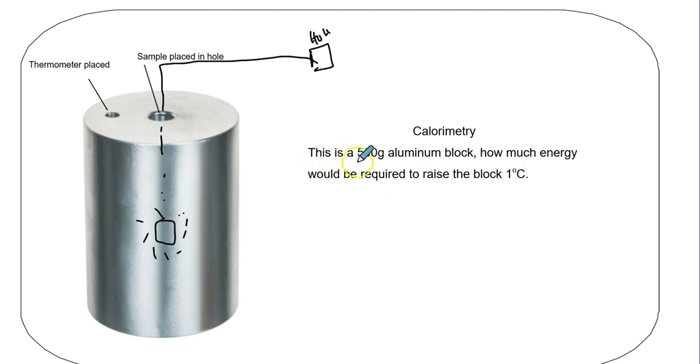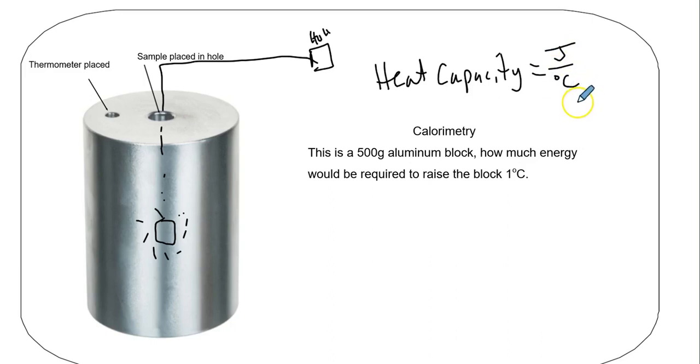So a 500-gram block of aluminum, how much energy would it require to raise this thing 1 degree? We call this heat capacity. Heat capacity is the energy, joules or kilojoules, per degree Celsius. Think about that now. There's no mass in here.